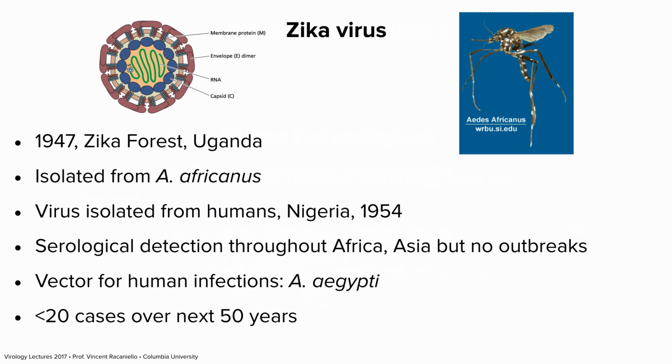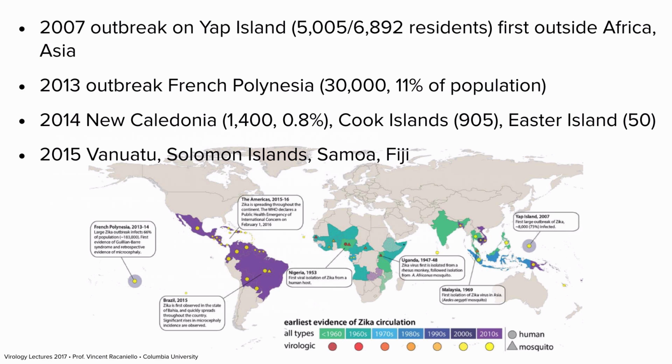Let's end up talking a little bit more about Zika virus, which we have touched on several occasions in this course. First identified in 1947 in Uganda, all right? It was isolated from this Aedes species of mosquito, and then first isolated from people in Nigeria in 1954. For the next 50 years, it was detected throughout Africa and Asia by serology mainly. Appears to be spread by Aedes aegypti, but only 20 cases or less over the next 50 years. So not a real attention getter in terms of emerging infections.